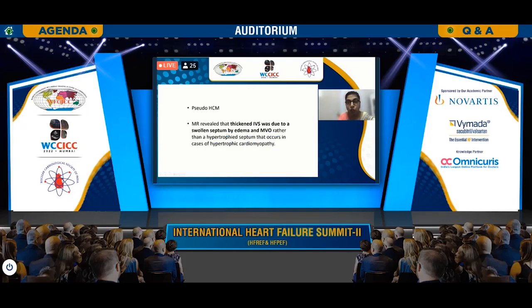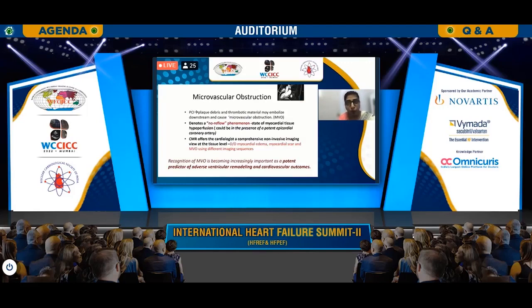So this was actually a case of pseudo-HCM as seen on echo. The interventricular septal thickness was actually because of a septum swollen by edema and microvascular obstruction. Had this been known earlier, the LAD revascularization which was done could have been prevented. So microvascular obstruction, as we all know, is a no-reflow phenomenon, and it is an indicator of adverse ventricular remodeling and cardiovascular outcomes.